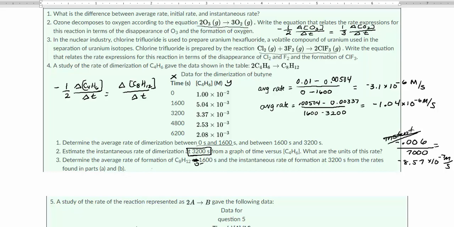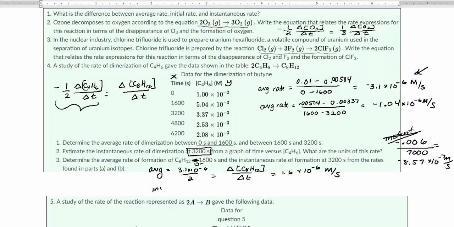So for the average rate, and again that should read between 0 and 1600, I'm going to take this rate and I'm going to absolute value it. I'm going to make it positive because I'm forming, and that's the sign convention. So I'm going to take that 3.1 times 10 to the negative 6, and I'm going to divide it by 2 in order to get the rate of formation, because that is what's given here. So I have 1.6 times 10 to the negative 6, and again that is molarity per second.